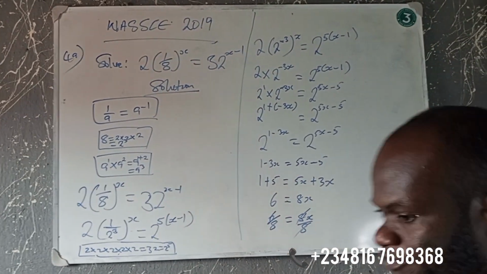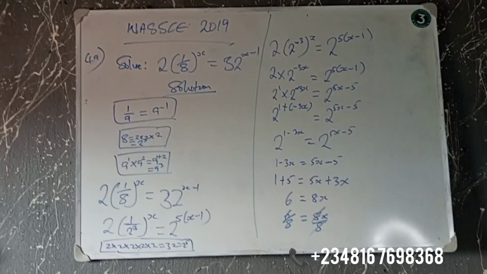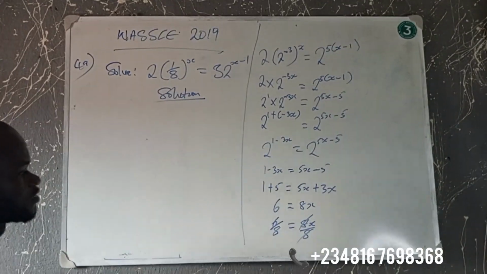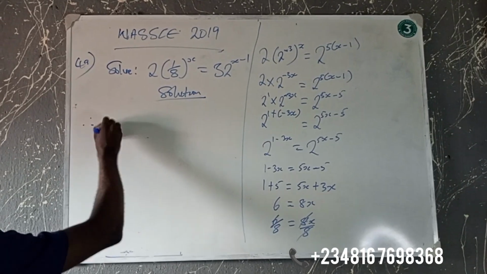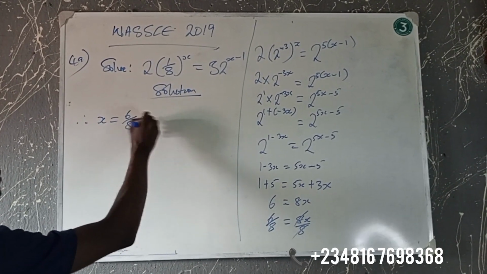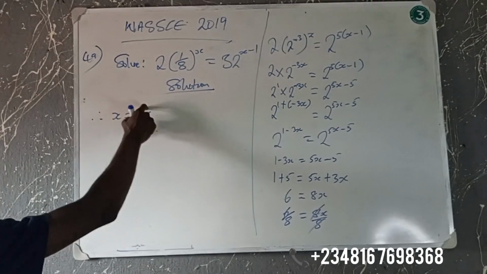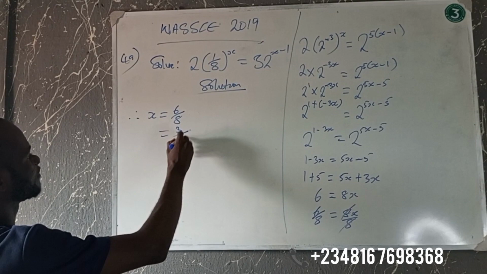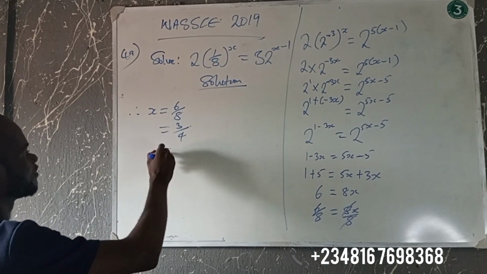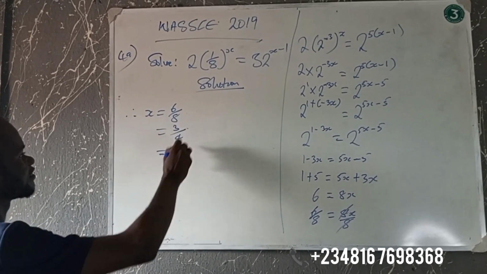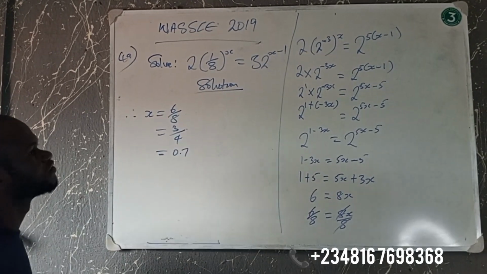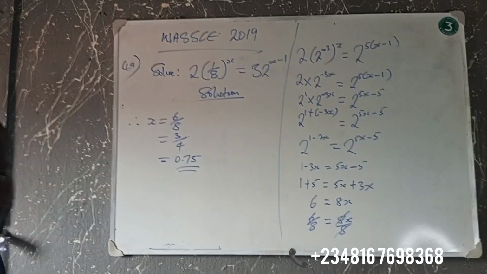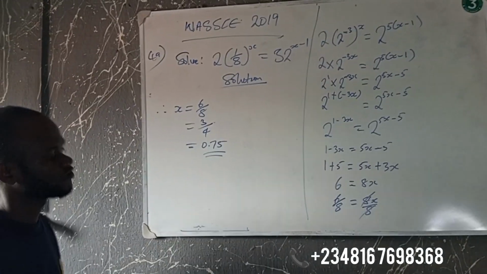That is to say that s equal to 6 over 8, which is 3 over 4, since 6 divided by 2 is 3, and 8 divided by 2 is 4. So in decimal, we have 0.75. So if you have any question, you can leave it in the comment section.